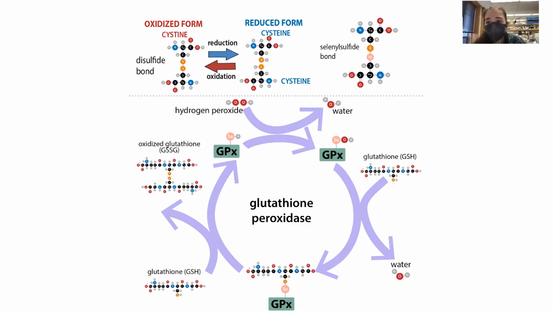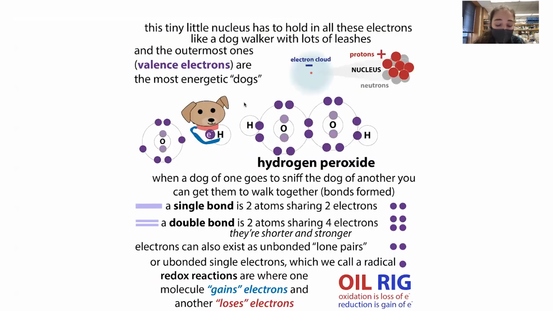There are important functions of hydrogen peroxide, but you need to be able to tightly control the levels, and you don't want excess. So glutathione peroxidase can play a really important role in reducing this. So what do I mean by reducing this? Well, we need to talk about oxidation and reduction.